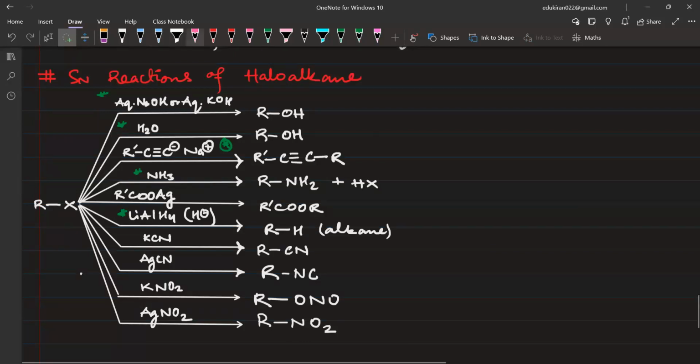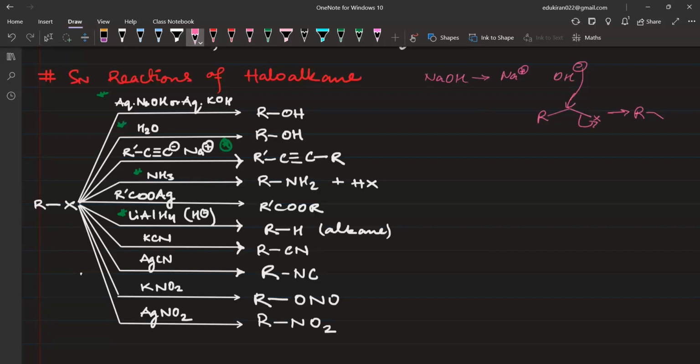See, we have haloalkane that is reacting with NaOH or KOH. So NaOH will dissociate into Na positive and OH negative. This OH negative is going to attack the alpha carbon. As it attacks the alpha carbon, the halogen will leave and then you will get alcohol, R bonded to OH. Similarly, water is going to undergo a similar type of reaction. The water molecule is going to attack and then later on.